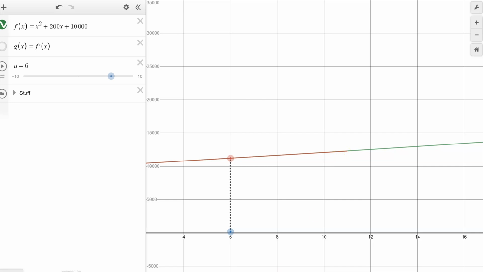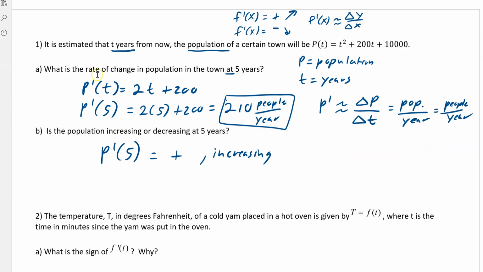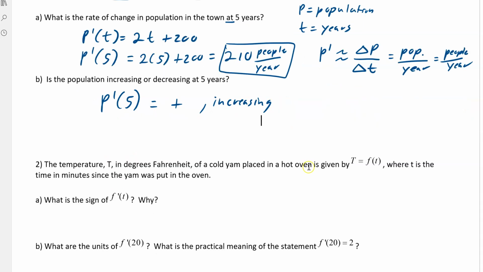So there you have it. If they want to know the rate of change at a certain point, they want the instantaneous change in population. Whatever p is, that's the numerator, and whatever's inside is the denominator. So you can also look at it this way. This is numerator, denominator, so it's people per year. So at 5 years, 210 people a year.